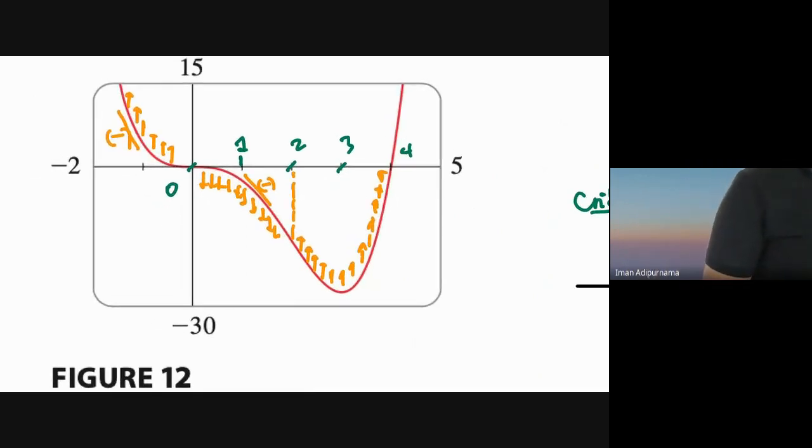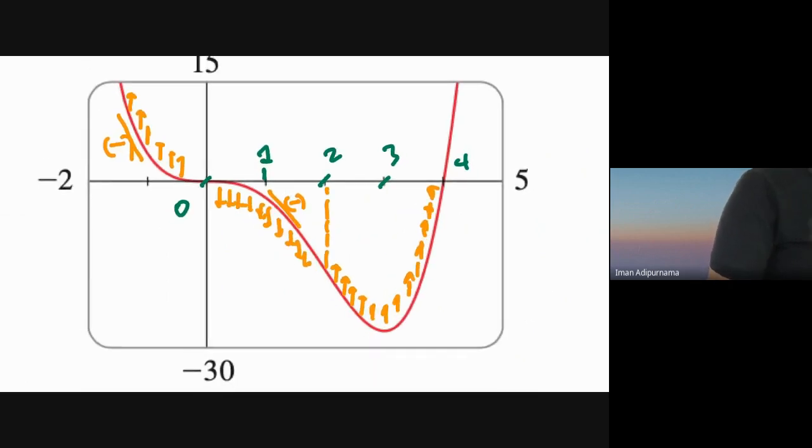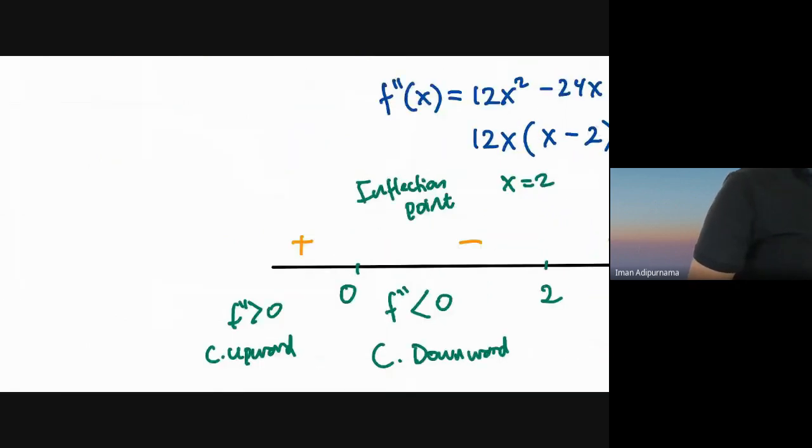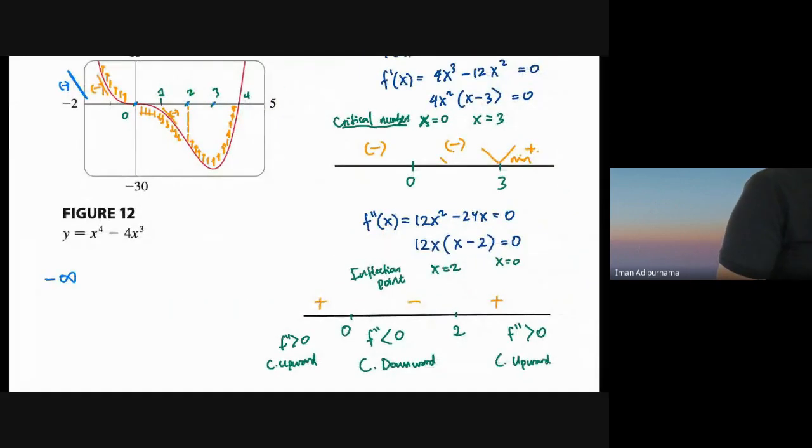Okay, first, to graph this, you can maybe mark all the important numbers, that is 0, and then 2, and then 3. And then from negative infinity to 0, you can start by graphing at least the slope that is negative, like that. And you know also from the inflection point that from negative infinity to 0, this will be concave upward. So it should look like this, right?